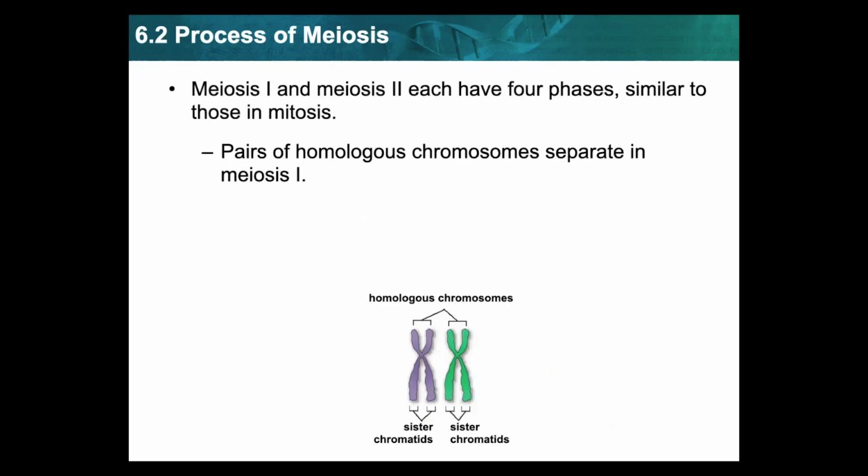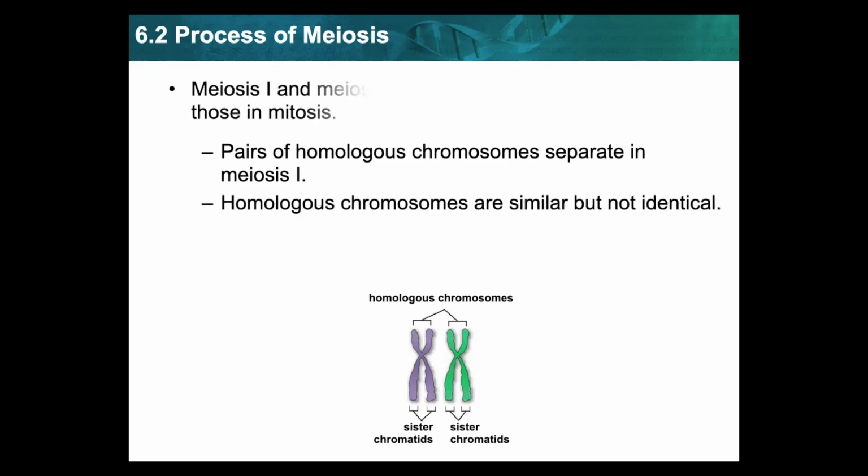Okay, so meiosis 1 and 2 again have 4 phases, same names as in mitosis. What happens in meiosis 1 is that homologous chromosomes separate. Sister chromatids don't split apart, but the homologous chromosomes separate into 2 different cells during meiosis 1. Homologous chromosomes are similar chromosomes, but not identical to each other.